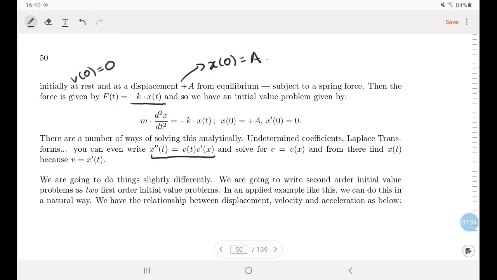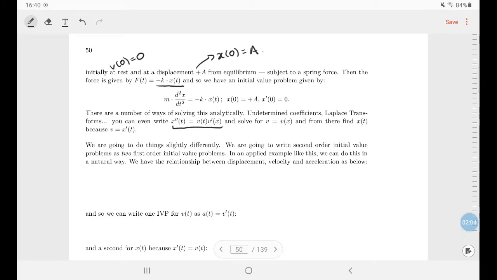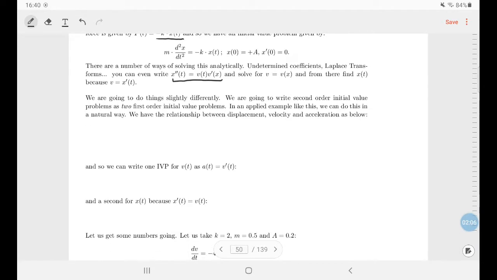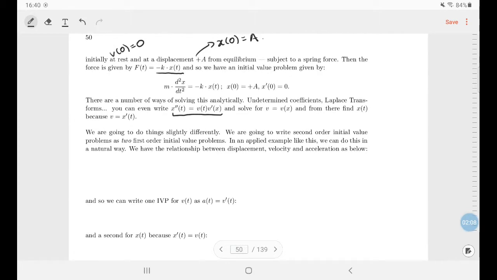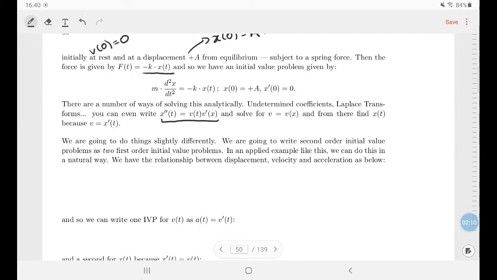So what we're going to do is write something like this thing up here as two first order differential equations. And I'd actually never seen it myself until I taught this module. And I think it does actually give alternative ways of solving these using Laplace transforms.